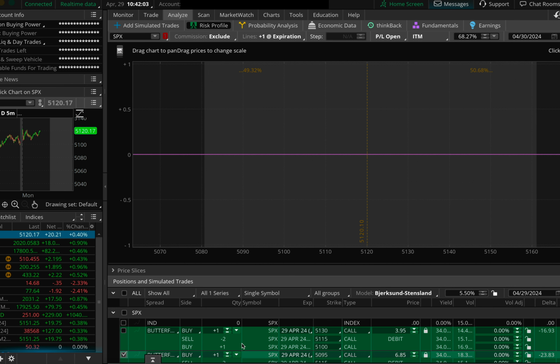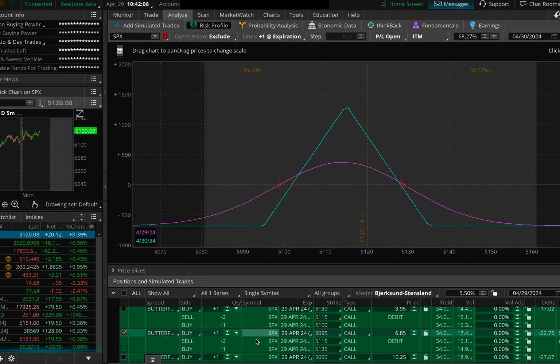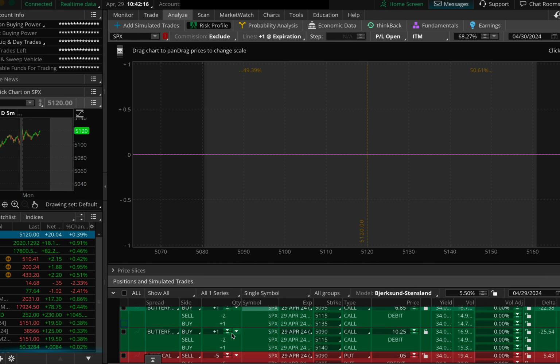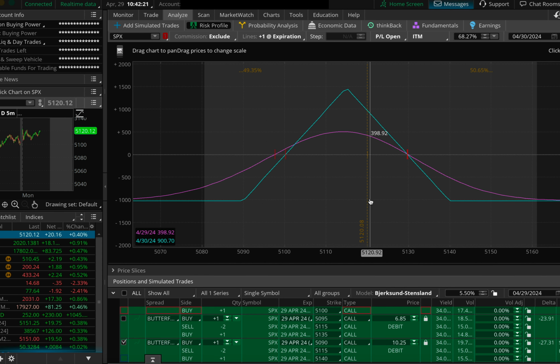Next, we have our 20-point trade. This is our 20-point butterfly. This one is up $300 bucks. Then finally, our 25-point wide trade, the 25-pointer, is up $420, and we're inside the tent.